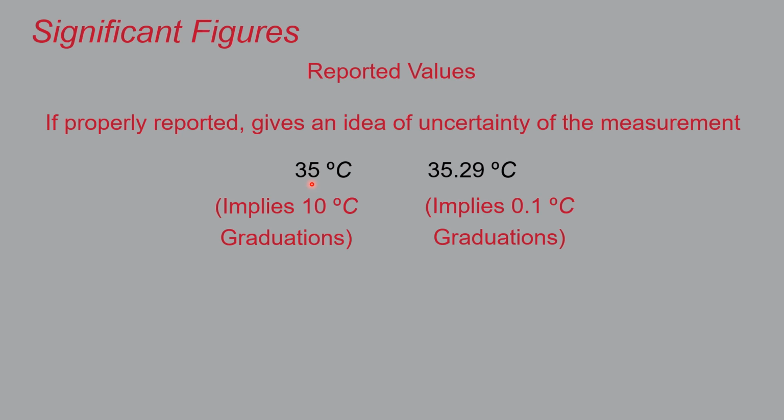Again, this is how to convert from a reported value to the uncertainty. The implication here is that this reading is probably good to plus or minus 1/100th of a degree Celsius. This one is probably good to plus or minus 1 degree Celsius.